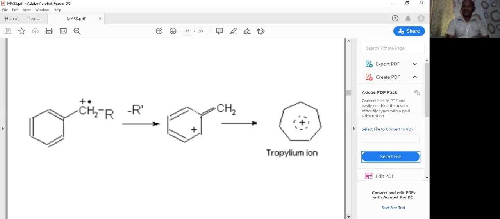So in this case, benzene has a cyclic structure with an alkyl side chain, and the fragmentation takes place at the beta carbon. Then it undergoes an internal rearrangement that we call scrambling, and gives a 7-membered tropylium ion. This is the example of scrambling, the formation of the tropylium ion.